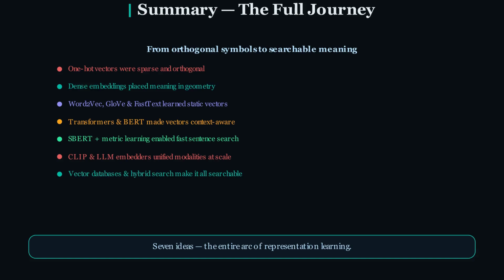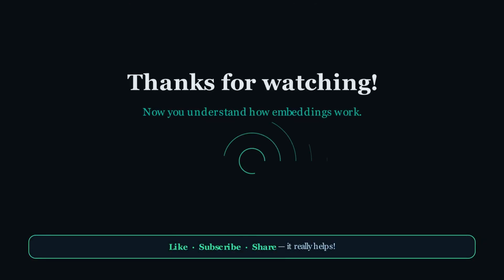SBERT and metric learning made sentence-level search fast and accurate. CLIP and LLM-based embedders unified images and text at massive scale. And vector databases with hybrid search make all of it searchable in milliseconds across billions of items. From a single one-hot vector all the way to billion-scale semantic search. You now understand exactly how machines represent and retrieve meaning.